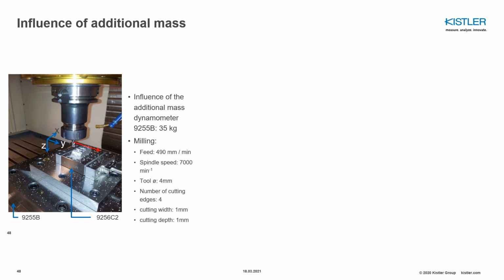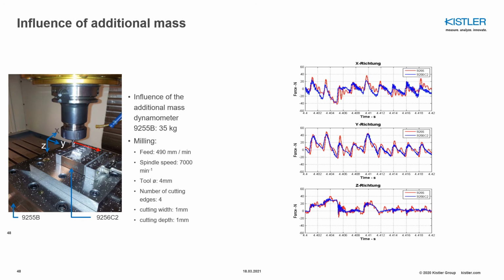If you look to the force signal in X, Y, and zeta direction, you can see the red force signal coming from the 9255, so that is coming from the stationary dynamometer on the bottom, and the force signal 9256, the blue one, is coming from this dynamometer, so that is more close to the real chip formation, so to say. You can see that the approximate signal characteristics is quite similar, but you have some overshoots, as you can see here with the 9255.